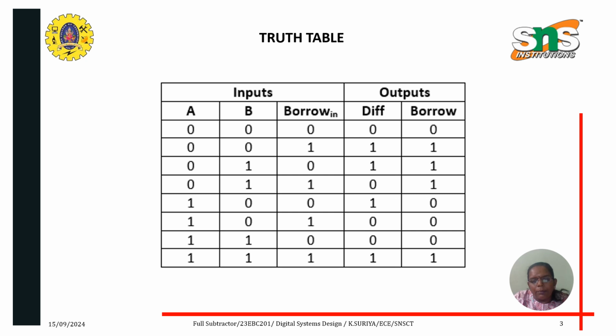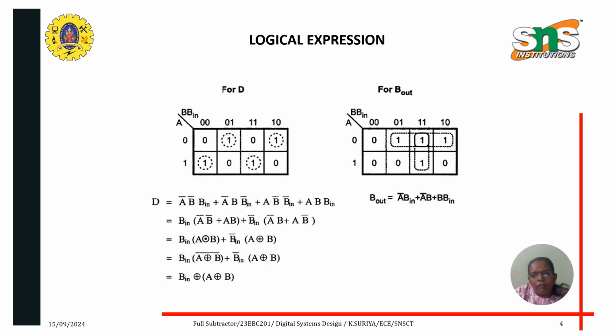So from the truth table, you will be drawing the Karnaugh map and you will be simplifying it as shown here. So for difference, you will be having different ones which cannot be grouped here. So you're writing expressions for each one separately. And finally, when we simplify it, we'll be getting B in XOR with A XOR with B as the expression. For borrow out, you're grouping it as three terms and the expression is A bar B in plus A bar B plus B B in.